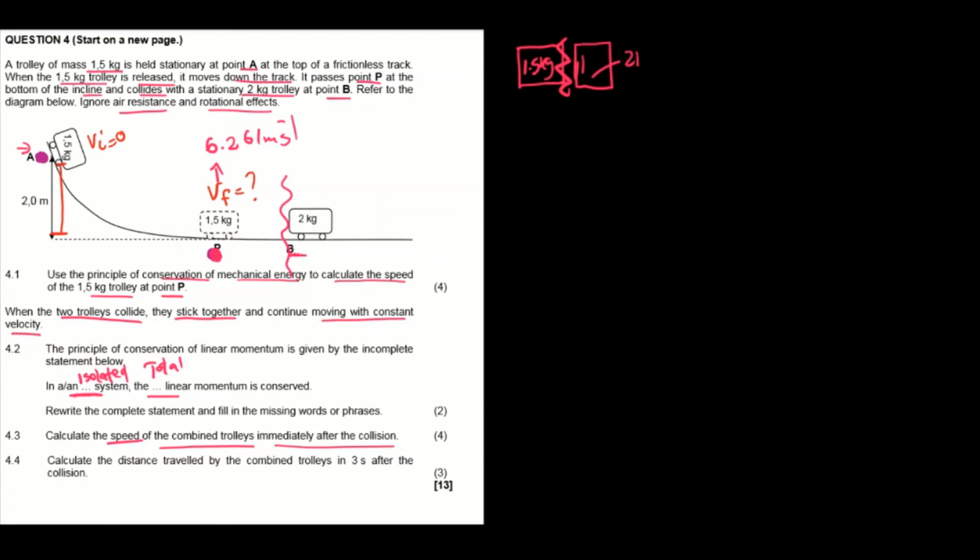So this one is a 2 kilogram trolley. So there's a point of collision here. We want to identify the combined velocity of these trolleys, the V final, the combined. So first, let's find the information for the 1.5 kilogram trolley. We know that its initial velocity is equal to 6.261 meters per second at point P, right? And its final velocity is what we're looking for.